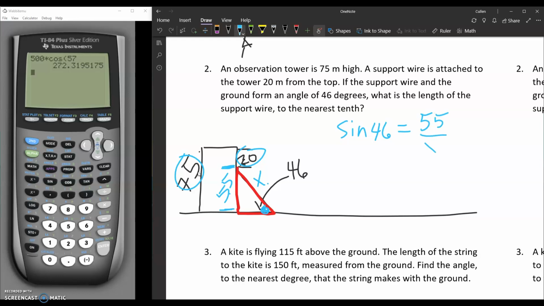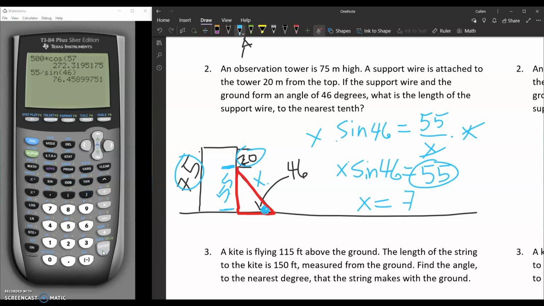So this is one of the problems where you'll have to multiply both sides by X. Kind of like an extra step, and you'll get the hang of it as you do a few of them. So you have X sine 46 equals 55, and then you want to divide both sides by sine 46. So x equals, I'm running out of room, so on my calculator I'm going to do 55 divided by sine 46.